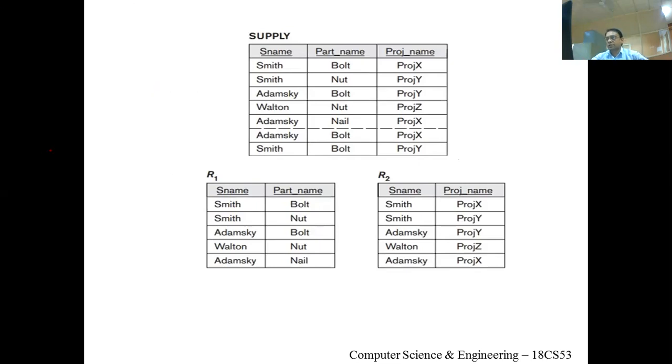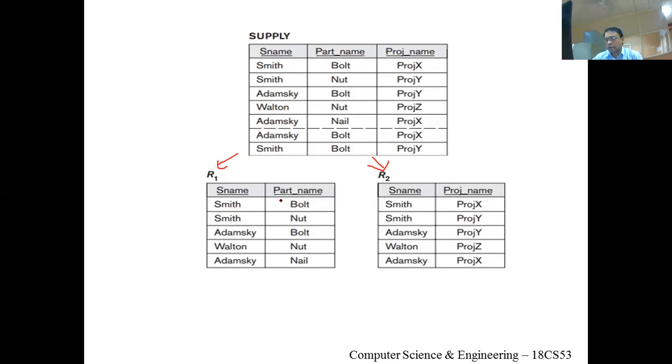In the supply relation, I'm decomposing this supply relation into two parts, R1 and R2. Does this decomposition satisfy the joint dependency property? Are we going to get the exact attributes, the exact number of tuples that are available in the original results?